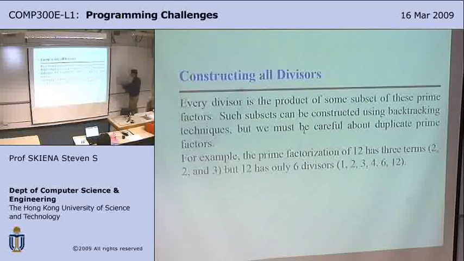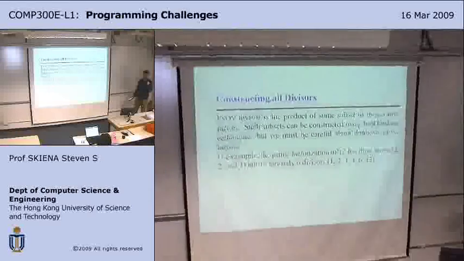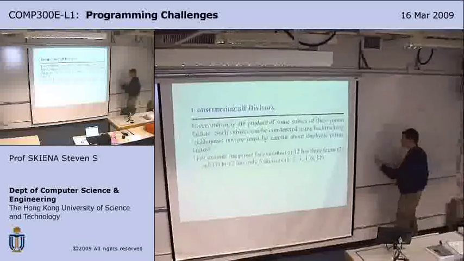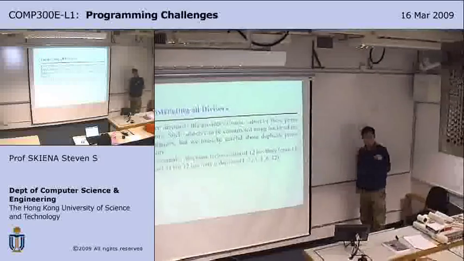What are the divisors of 2 to the n? What are the divisors of that? How many divisors are there? Okay. It looks like in that case there's only going to be n of them. Does everybody agree with that?